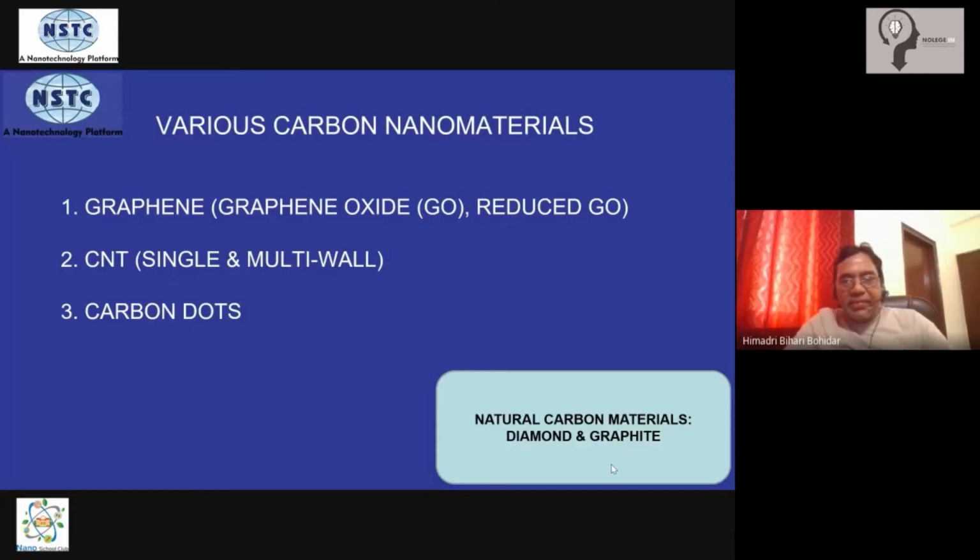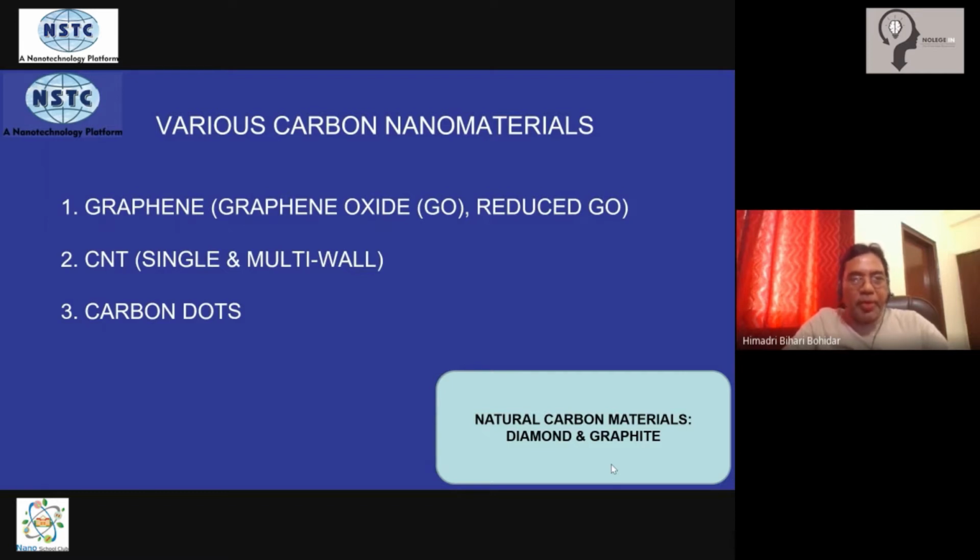Nature has given us diamond and graphite. Now we want to make nanomaterials, and we want to make a significant amount of nanomaterials with a good amount of yield so that we are able to use them in our applications. So what human beings have done is we have found graphene.